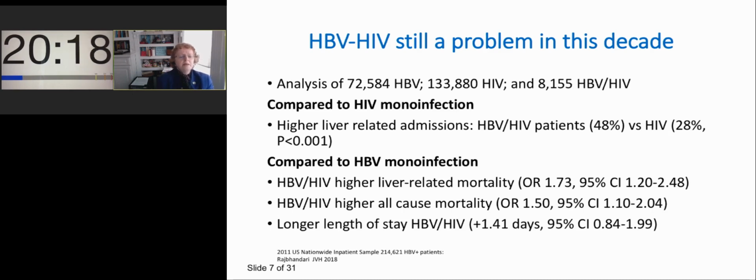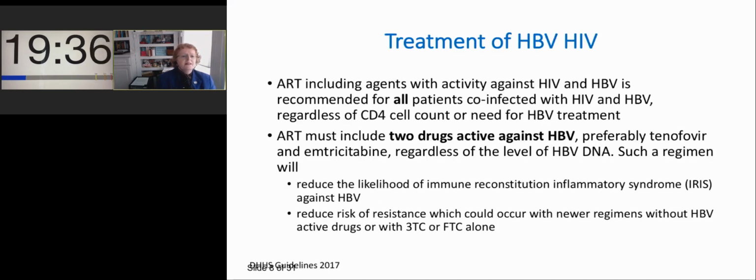This is a nationwide inpatient sample of 72,000 Hep B patients, 133,000 HIV, and over 8,000 co-infected. And compared to HIV mono-infected, there were higher liver-related admissions in the co-infected, 48% versus 28% in the mono-infected. And compared to HBV mono-infection, co-infected had higher liver-related mortality, higher all-cause mortality, and a longer length of stay. So it's worse for the hepatitis B and it's worse for the HIV. You all know this data, that antiretroviral agents should include activity against both HIV and hepatitis B as treatment for all patients co-infected with HIV and hepatitis B, regardless of CD4 count and regardless of the need for treatment.